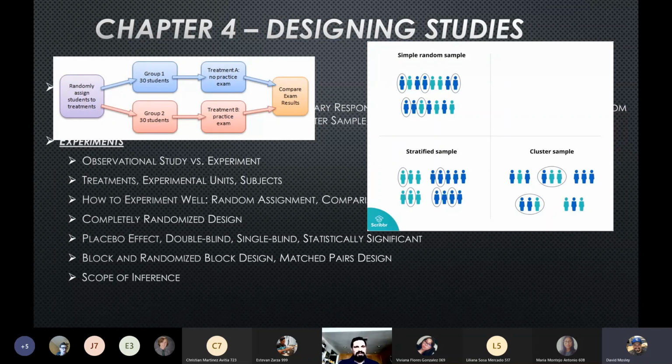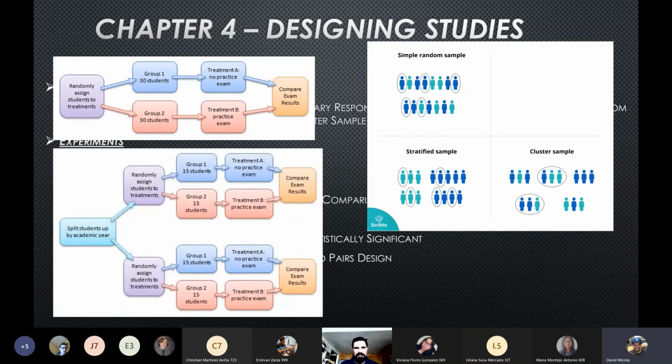Our completely randomized design can be seen in this example here. We have a group of students. We randomly assign students to one of two treatment groups, and then we probably flip a coin to decide which group gets which treatment, treatment A or B. We compare our results. That is a completely randomized design.